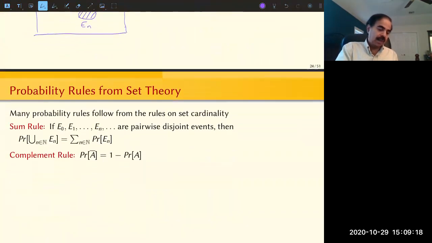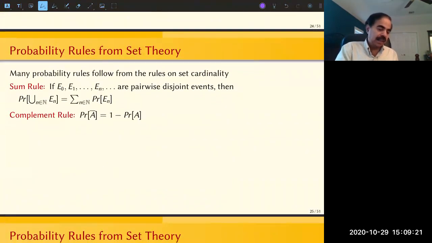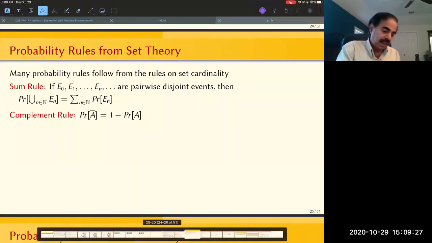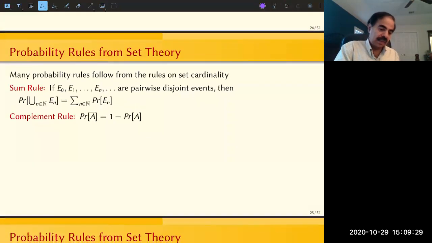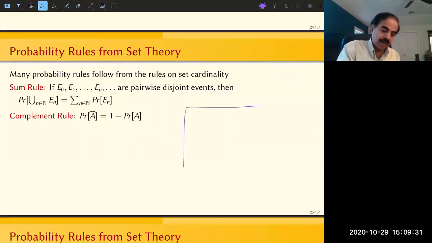Okay, so now let's look at another rule, which is the complement rule. This is again very easy to understand from the Venn diagram. Once again, you have the sample space S. This is A.